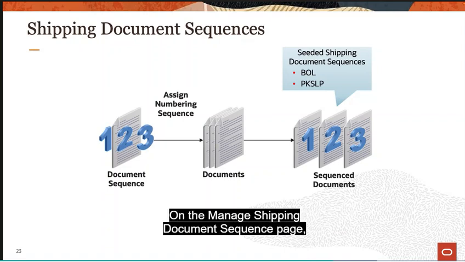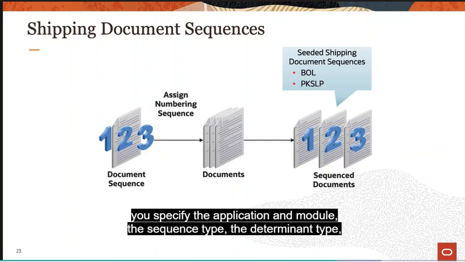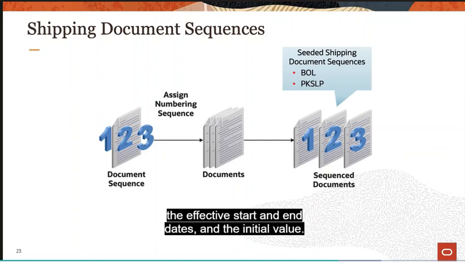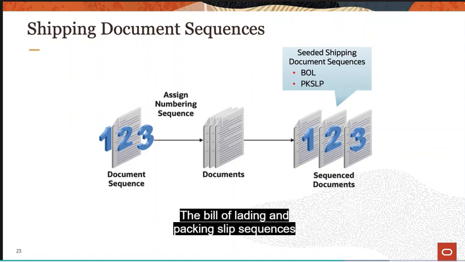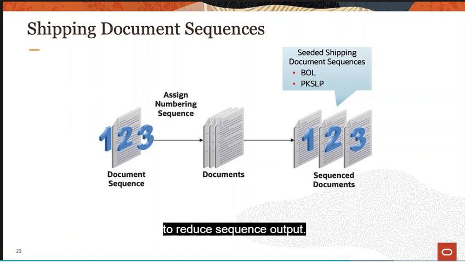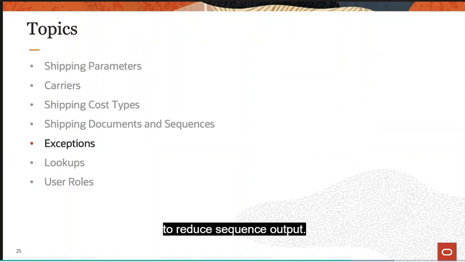On the Manage Shipping Document Sequence page, you specify the application and module, the sequence type, the determinant type, the effective start and end dates, and the initial value. You can also enable auditing, display a message that shows the sequence name and number, and validate the transaction date. The bill of lading and packing slip sequences are predefined, and once set up, they're assigned to shipping documents to produce sequenced output.